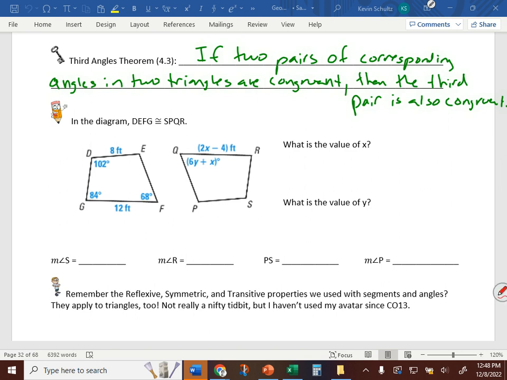So, if we have two triangles, draw them here. They look kind of congruent, I guess. But if we know that two pairs of corresponding angles are congruent, so I'm going to mark these congruent here, right? If we know that two pairs of corresponding angles are congruent, the third angles theorem tells us that this third pair is also congruent. So basically, if you know that two pairs of angles in two triangles are congruent, you know the third pair is also.